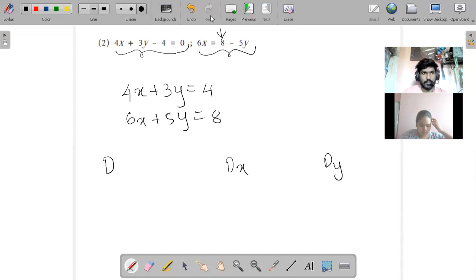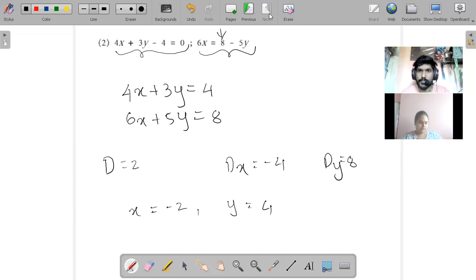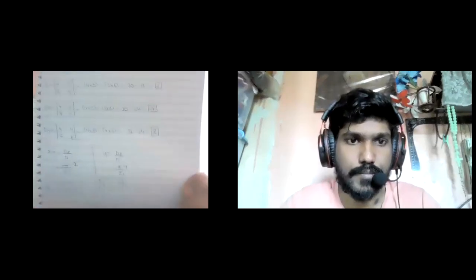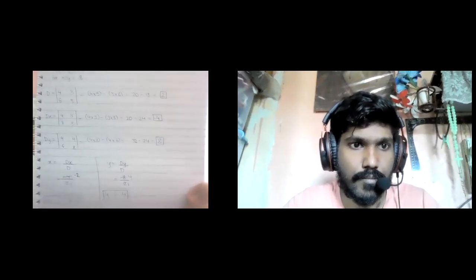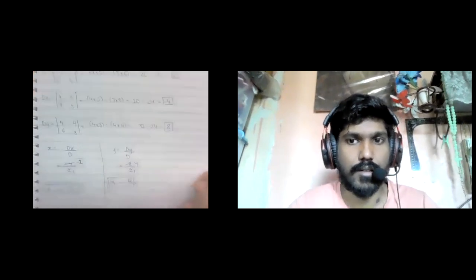x equals minus 2, y equals 4. D equals 2, Dx equals minus 4, Dy equals 8. x equals minus 2 and y equals 4. Can you show me the calculation once? Yes, correct.